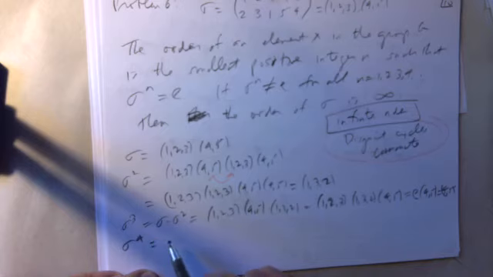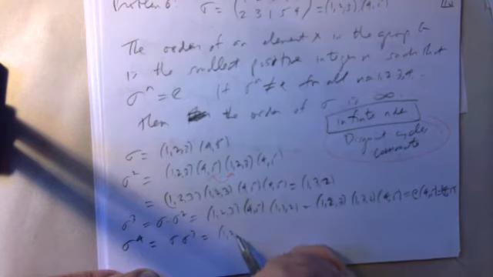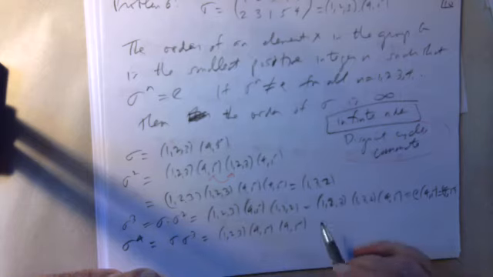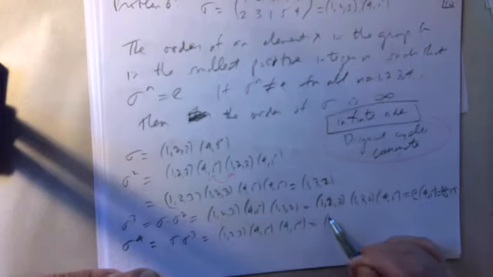What is sigma to the fourth? Well, sigma to the fourth is sigma times sigma cubed. Sigma is (1 2 3)(4 5). Sigma cubed is (4 5). (4 5) times (4 5) is the identity. If this is correct, this is just (1 2 3). Just sigma.